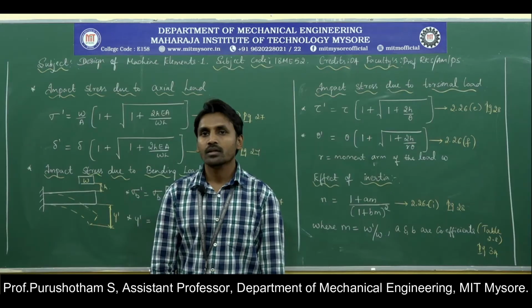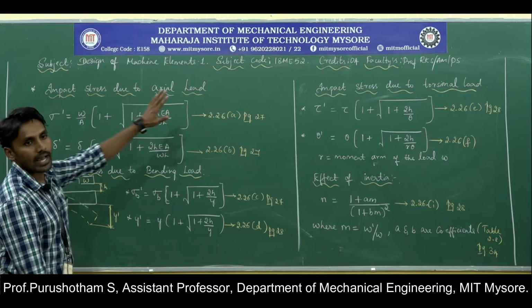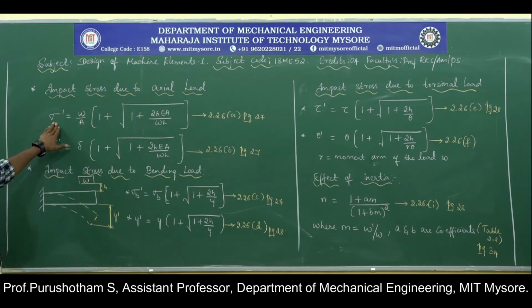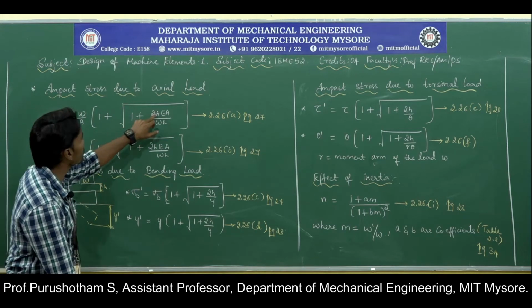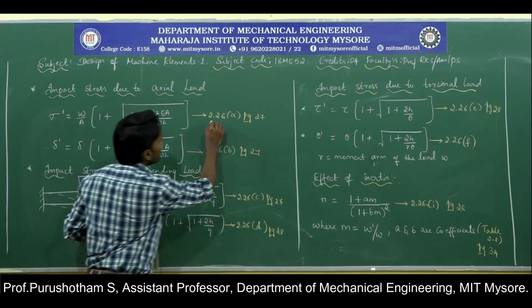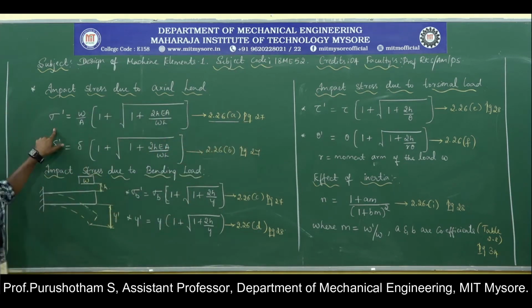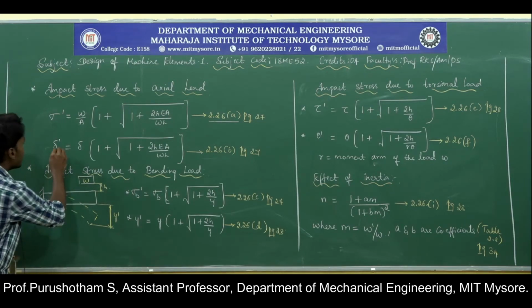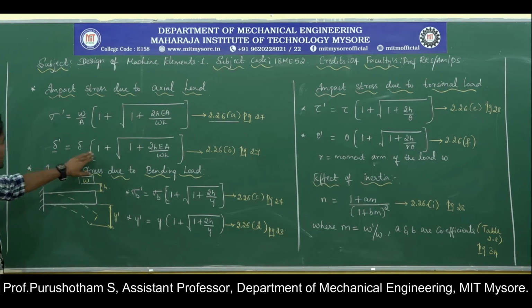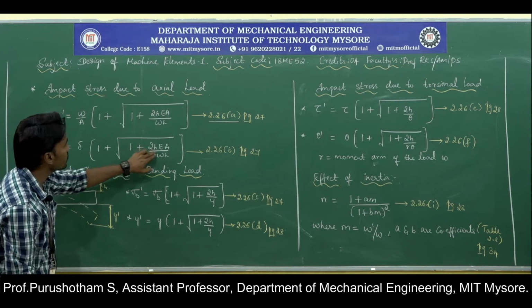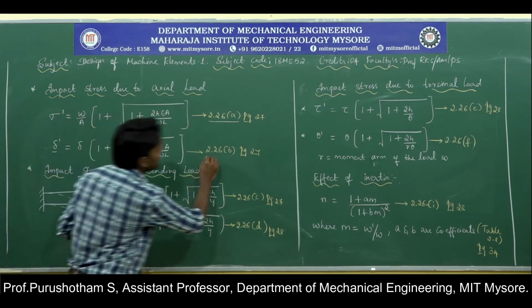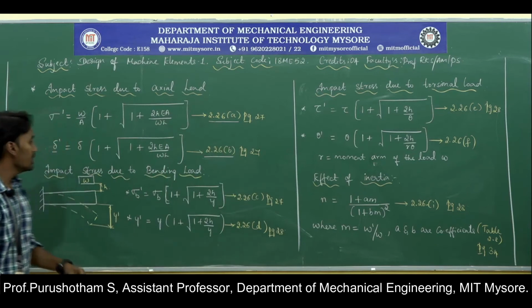load. We derived the impact stress due to the axial load. From that we got sigma dash, that is the impact stress which is induced due to the impact load, which is equal to W by A times 1 plus square root of 1 plus 2h EA by WL. This is in the data handbook equation 2.26a, page number 27. In terms of the deformation induced due to the impact load, delta dash is equal to delta times 1 plus square root of 1 plus 2h EA by WL, which is available in the data handbook 2.26b, page number 27.